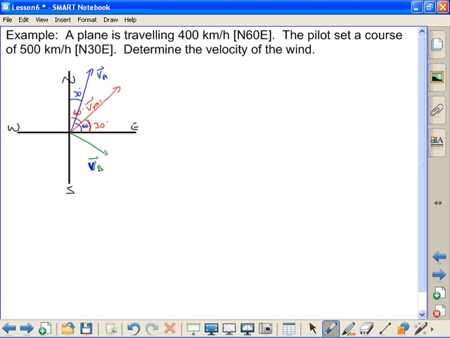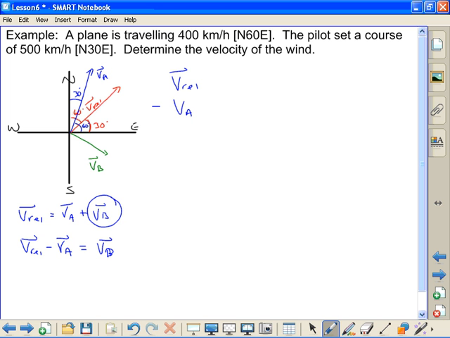Now, once you have it set up, we know from the previous slide that our relative velocity is equal to VA plus VB. Rearranging it, we're looking for VB. Just using your algebra skills from grade 9, we find that VB is the relative velocity minus VA. So I'm going to do this algebraically. Relative velocity minus VA is going to equal my VB. Once I have all my angles set with the x-axis, I'm all set to go.